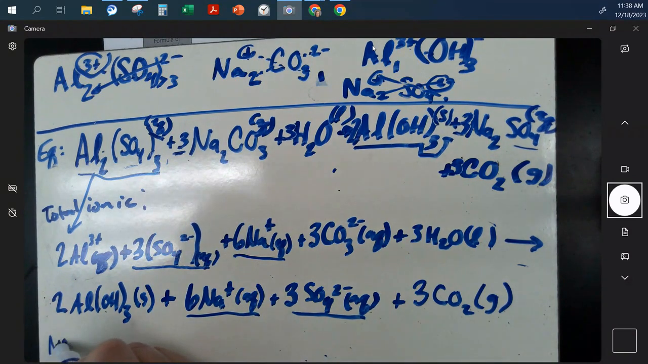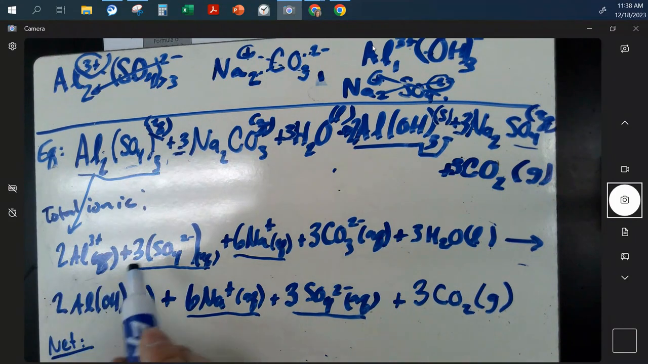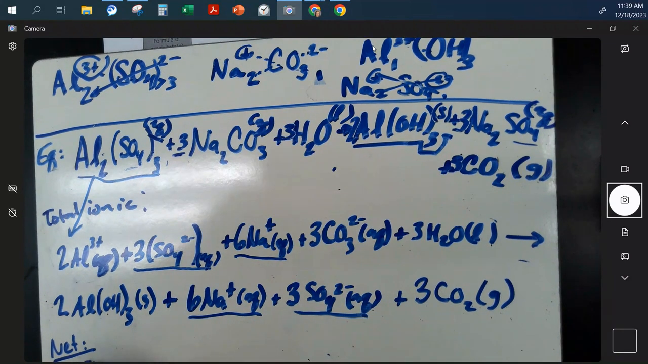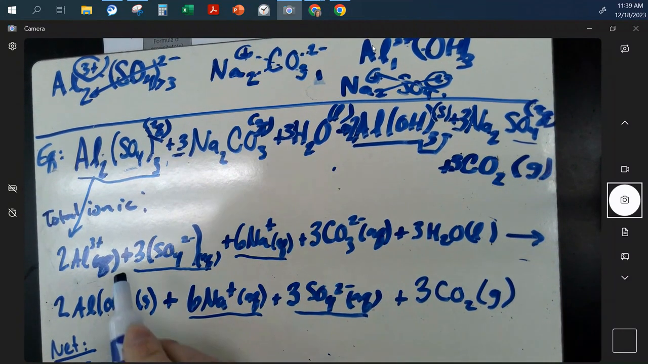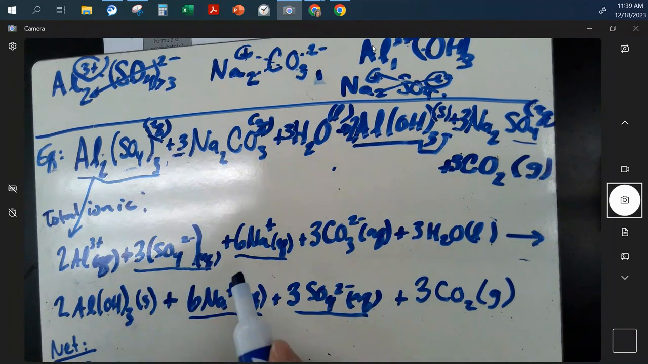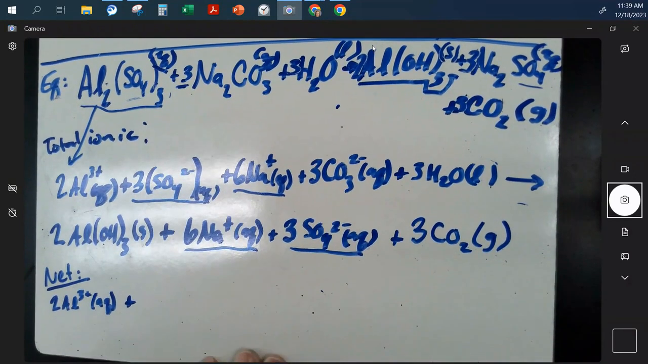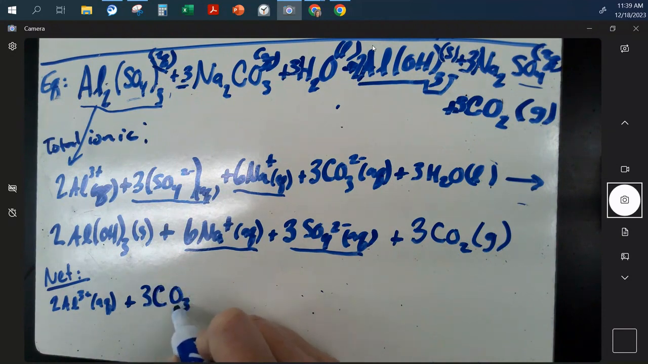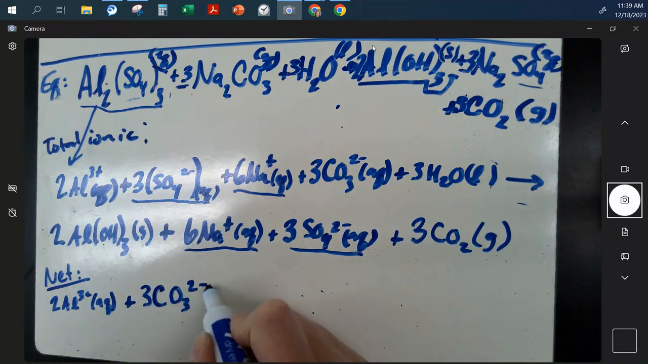So the last part, we're going to write everything but not our spectator ions. So this will be 2Al3+, that's aqueous. We don't write the sodium because it's on both sides. It doesn't really do anything. It's just hanging out. This one's participating. Anything that's actually reacting. Everything else is just spectating. It's just there to charge balance. It's not doing anything.